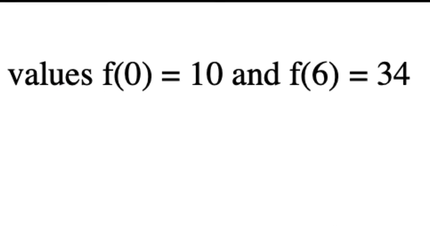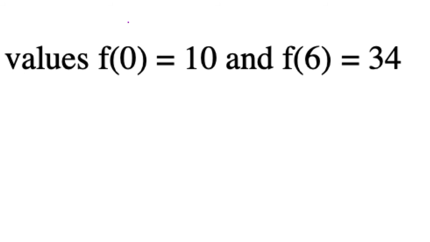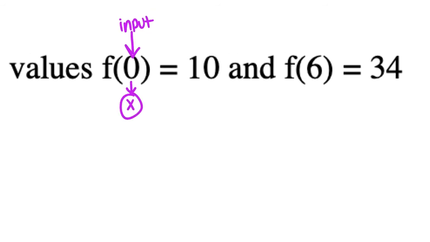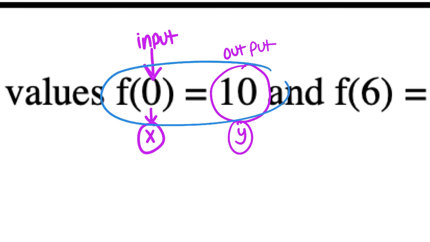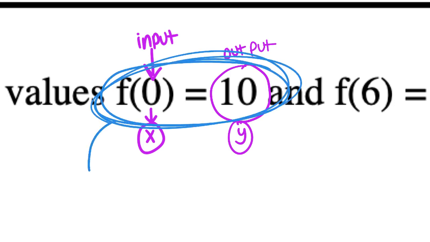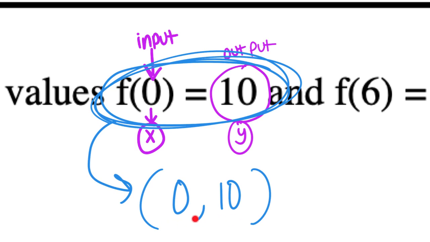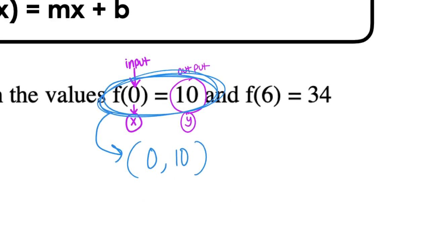So remember with function notation, whatever is inside here, that's your input, which is really like your x value. And then whatever you get as an answer, that's your output, which is like your y value. So if I wanted to take this weird thing here and turn it into an ordered pair, we would just write that as 0, 10. This would be the ordered pair because 0 is the x value, 10 is the y value. So that's what I would do first.